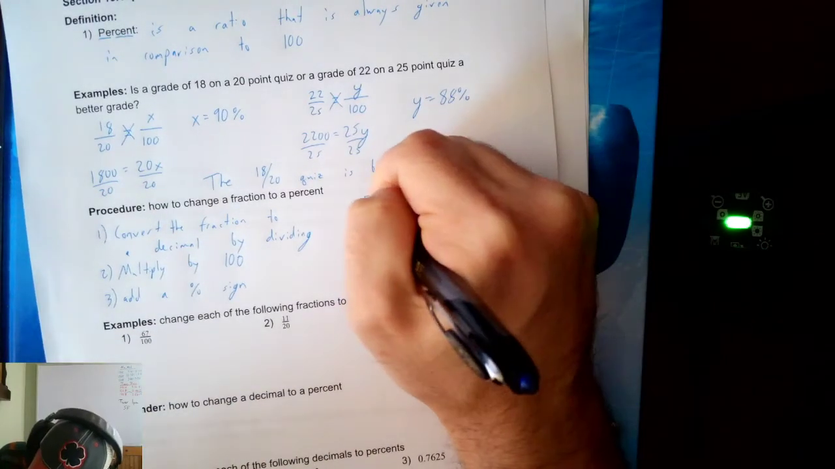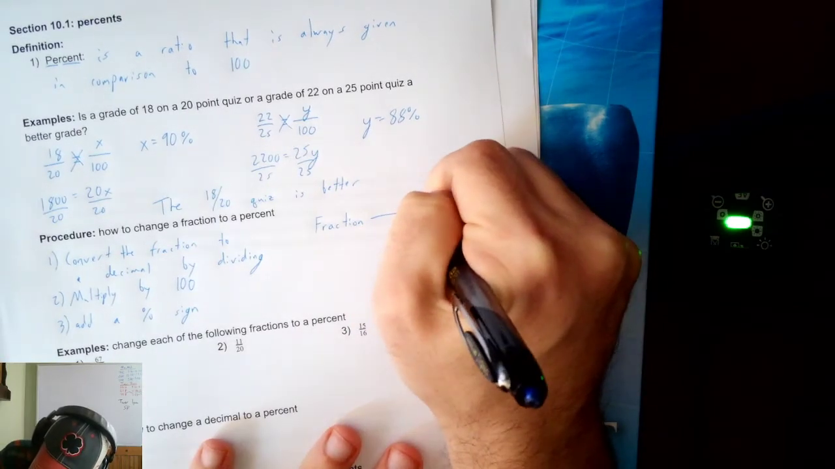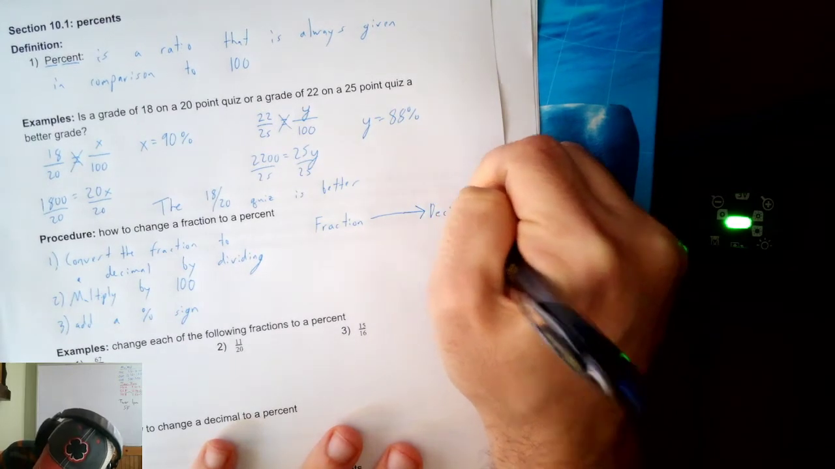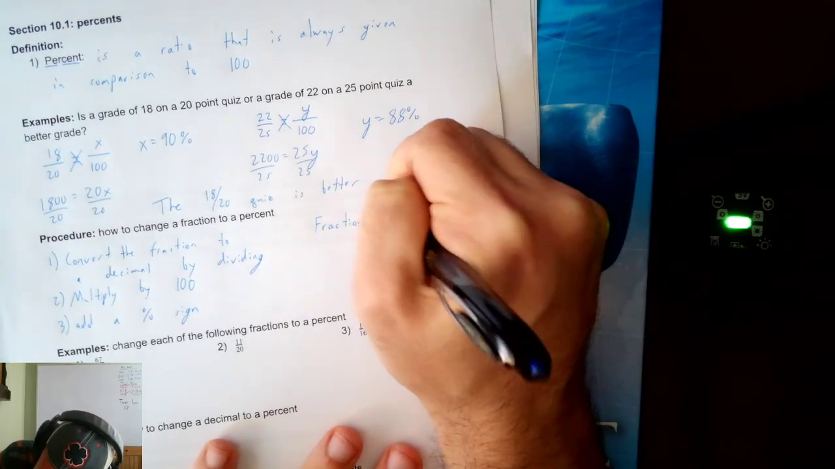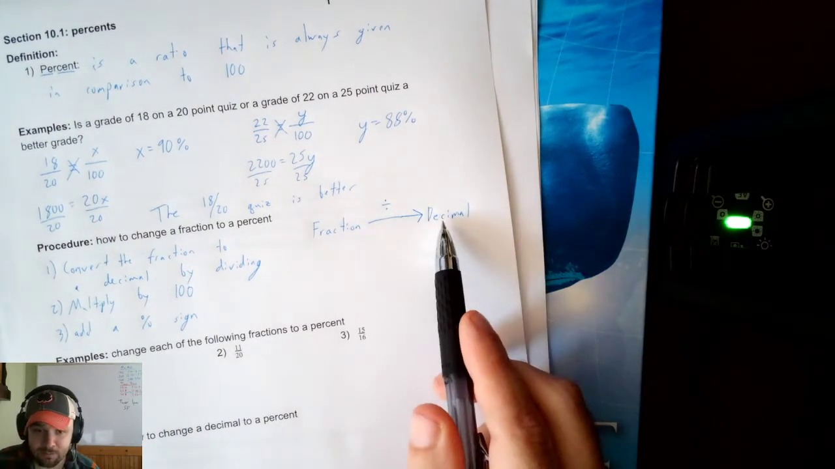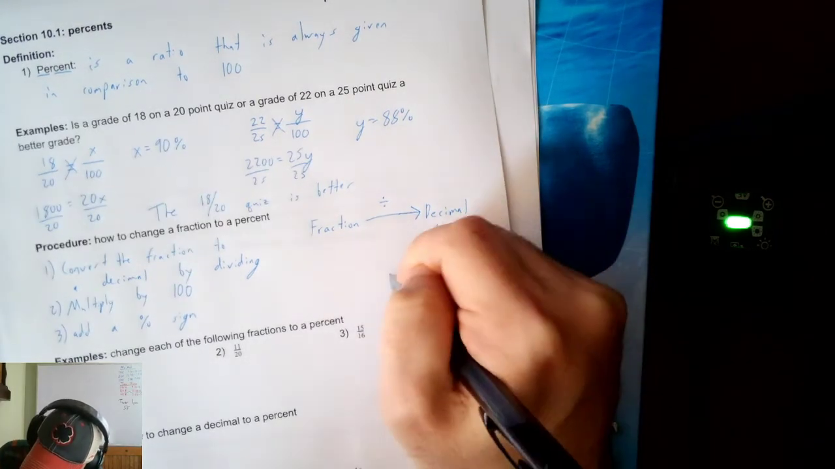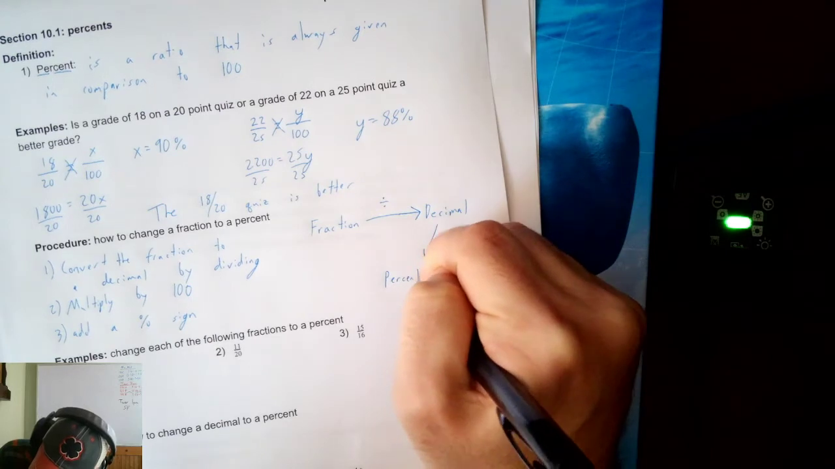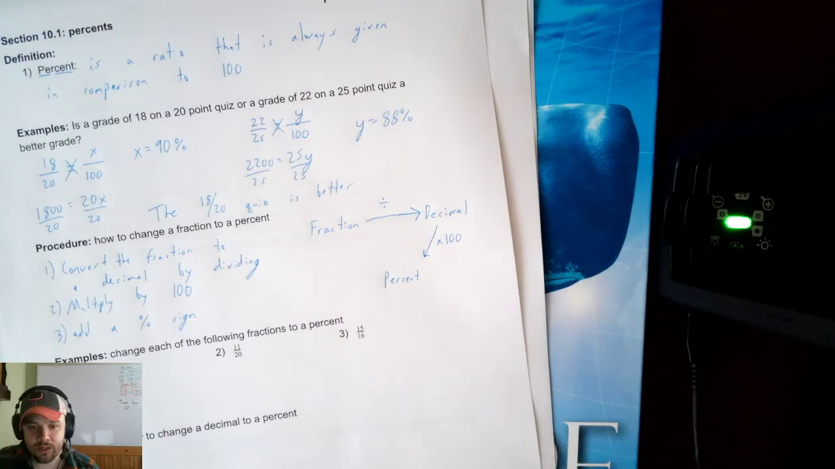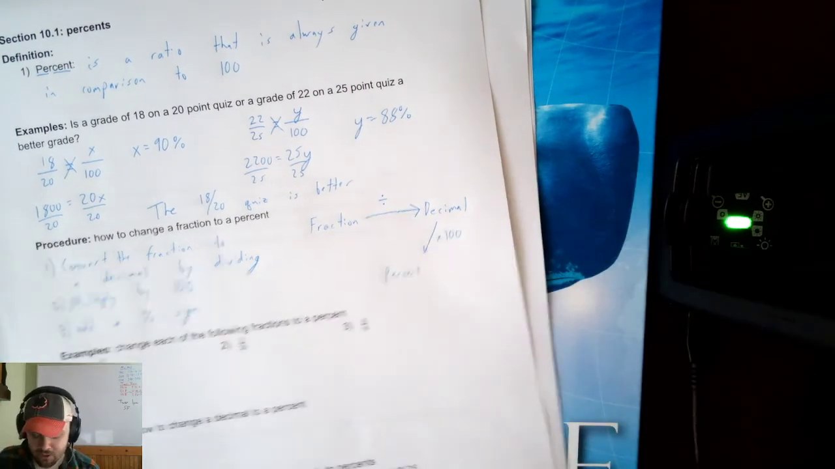So for our picture I wanted to draw, if we start with a fraction, we can get to a decimal by dividing. We can go from fraction to decimal by dividing, right? We already knew that. And then we can go from decimal to percent by multiplying by 100. So we can move from fraction to percentage by dividing and then multiplying by 100. Let's take a look.